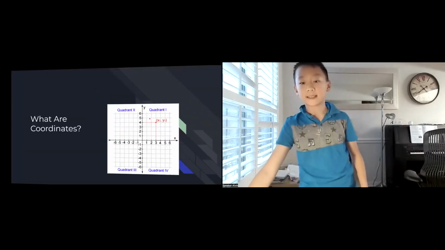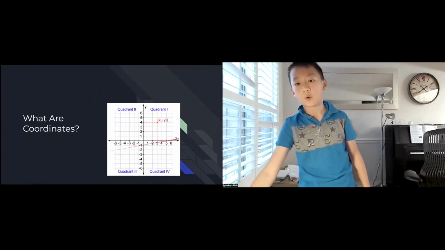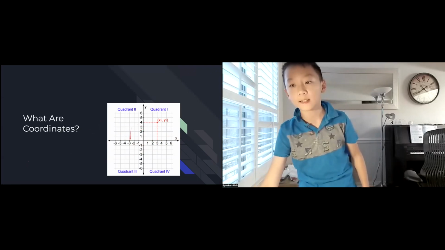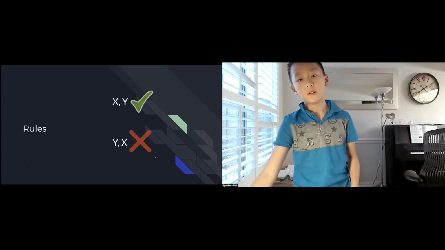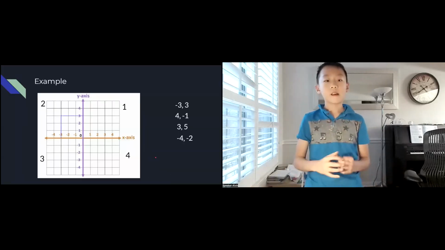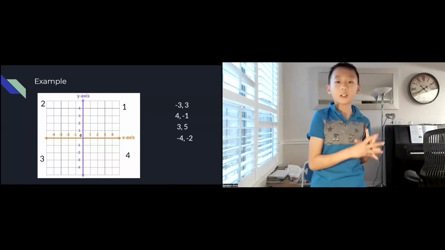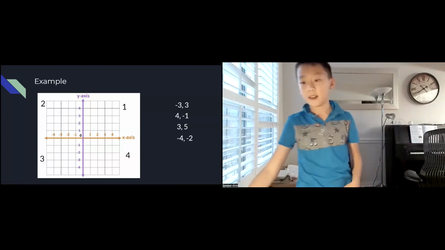And let's go back to the coordinate chart for a sec. As you can see, the x-axis is going first, which is why quadrant 2 is negative positive, and quadrant 4 is positive negative. Now for some examples. Would someone like to tell me what quadrant negative 3 and 3 is?